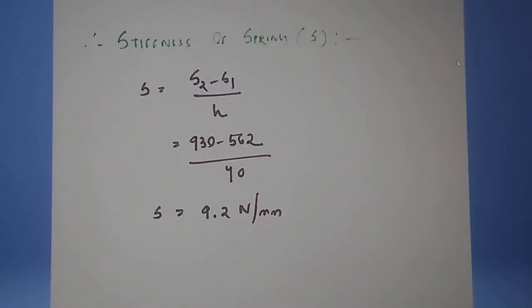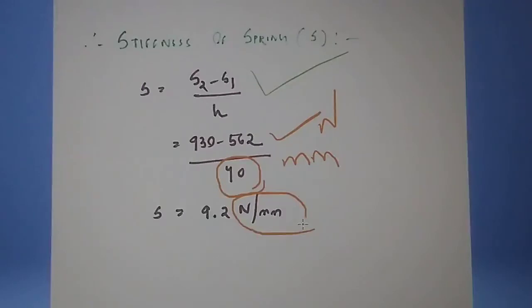Now we have determined the spring force reactions and the lift of the sleeve. Now the stiffness of the spring is S2 minus S1 by H. So S2 minus S1 by H is 930 minus 562 divided by H, where H is in mm. The forces are in Newton, so its unit will be Newton per mm. So the stiffness S is equal to 9.2 Newton per mm. This is how we find the value of stiffness.